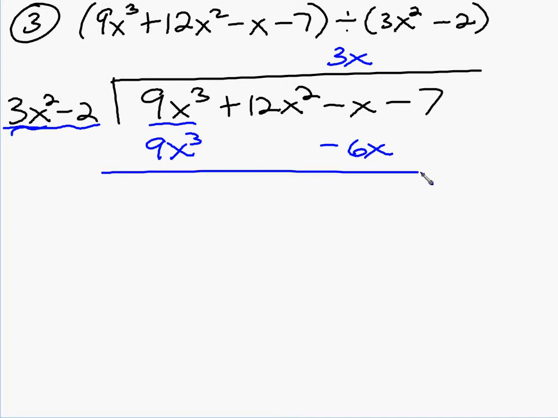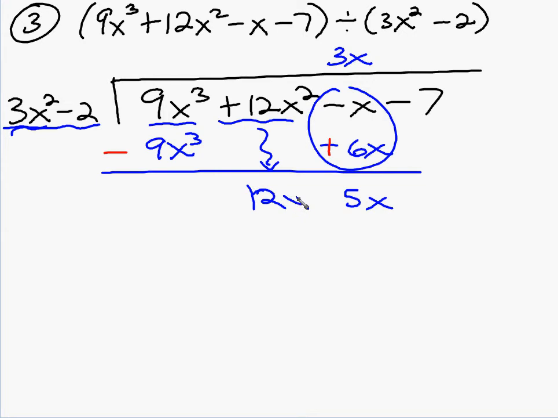And then I do my subtraction. So this becomes a negative, and this becomes a plus. And now, when I combine these two, of course, I have 5x. But what about this 12x squared? Well, you have to bring it down. It's not like it just goes away. I now have 12x squared plus 5x there. And I bring down my minus 7.